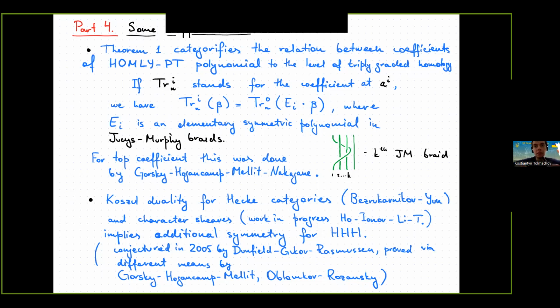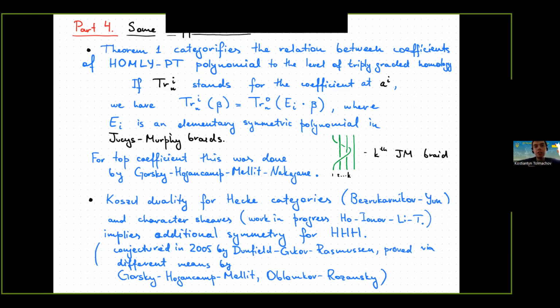Another application of this general picture is the Koszul duality for Hecke categories developed by Bezrukavnikov and Yun, building on work of Soergel, Ginzburg, Beilinson, and others. And the Koszul duality for character sheaves, in a form that we're developing in this work in progress with Ho and Lee, implies some additional symmetry for triply graded link homology. It's known as QT symmetry for experts.